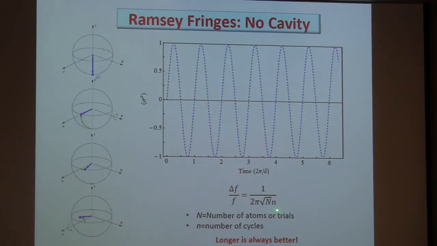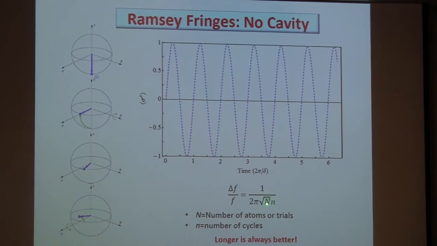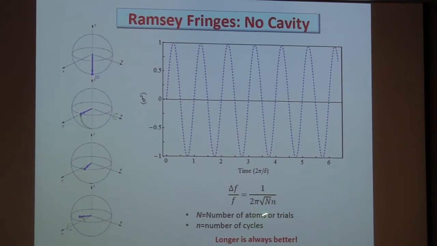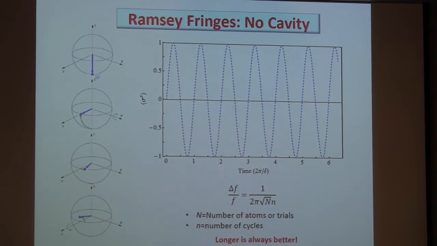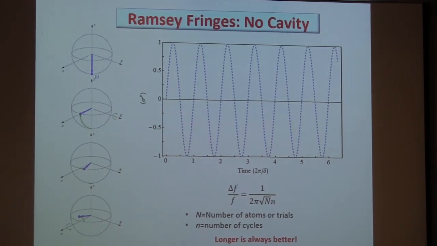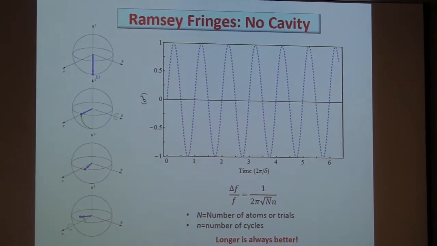The 1 divided by n is how many cycles, so as many cycles as possible is better. The square root of N is to do with the intrinsic number uncertainty, just what I showed you. You're throwing dice. Every atom decides, am I up or am I down? And so there's intrinsic shot noise in the problem. So the more atoms you have, the smaller that becomes, or the more trials that you do that are statistically independent, they accumulate as the square root of N as well. And so the total always looks like this.